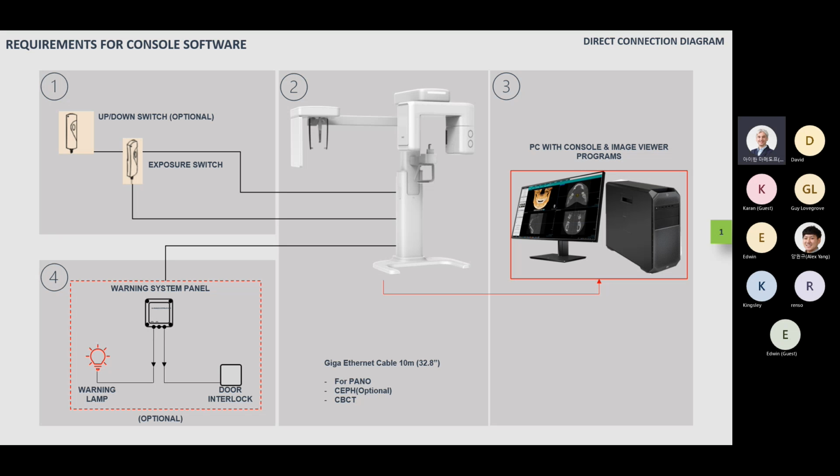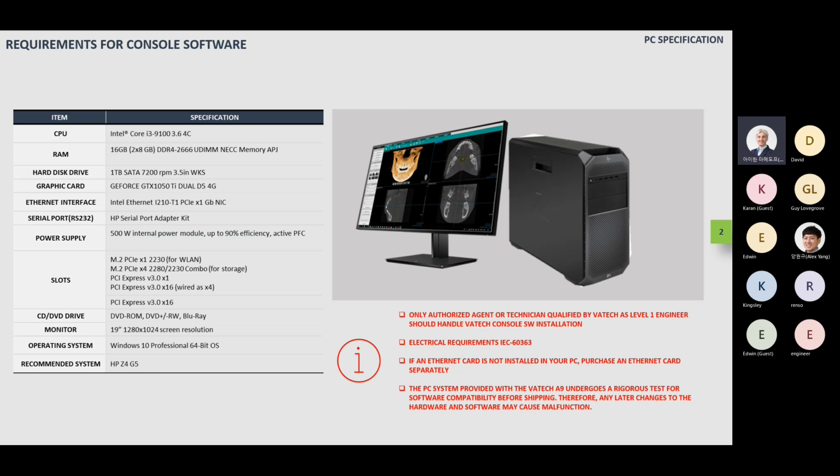All right. First, let's see the structure. This is the PC, which has the console and image viewer programs in it, right? It's connected with the device, and the device has the exposure switch and the up and down switch, which is optional. Also, it's connected to the warning system panel, and this is pretty much the connection that we have. And this is the location of the console software and image viewer. The specification of the console software can be found in the technical manual. You can refer to this data.